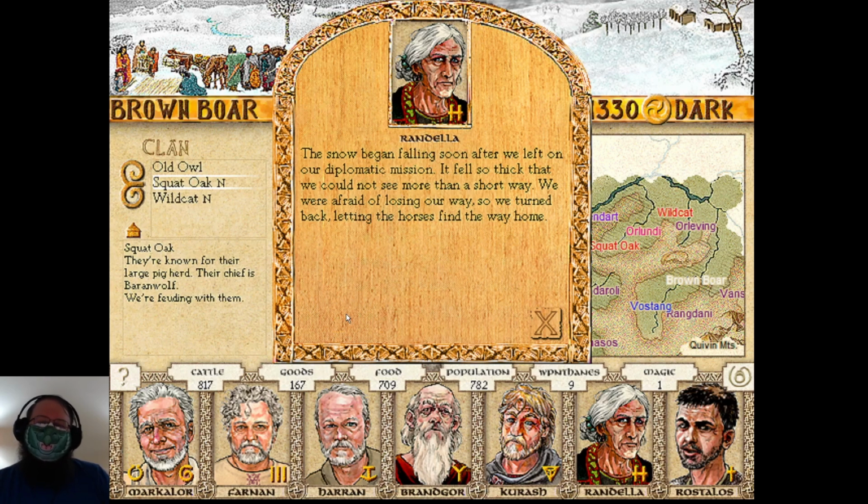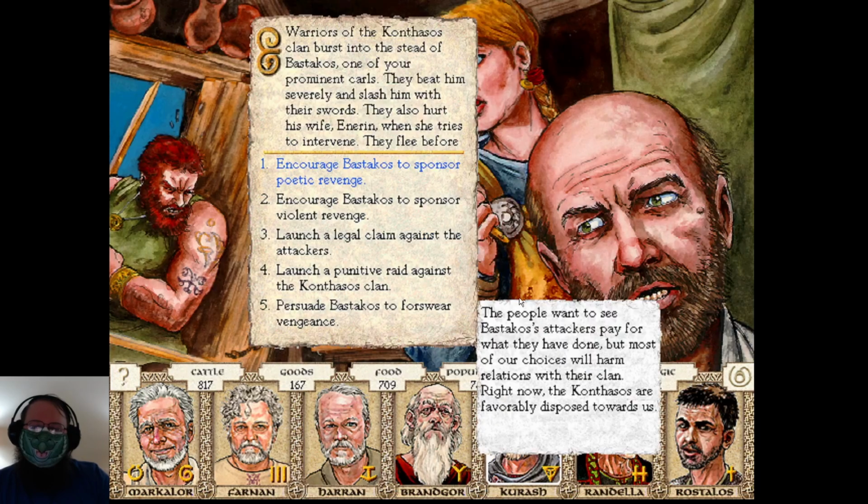Snow began falling soon after we left on our diplomatic mission. Fell so thick that we could not see more than a short way. We were afraid of losing our way, so we turned back, letting the horses find the way home. Fair enough.